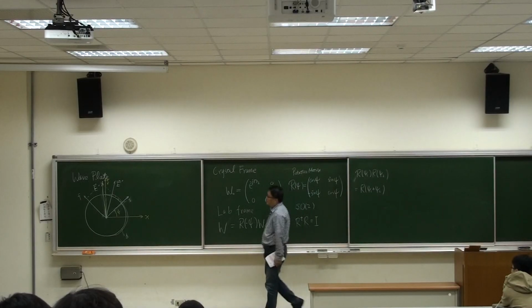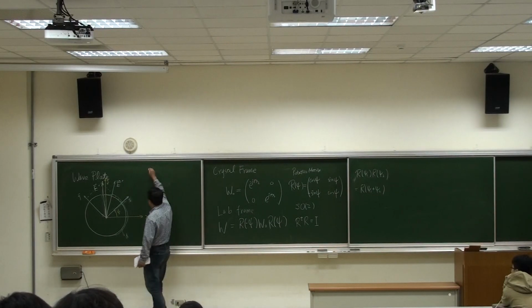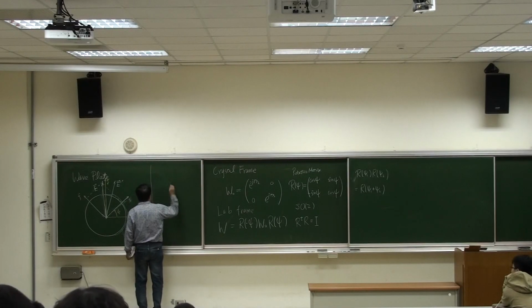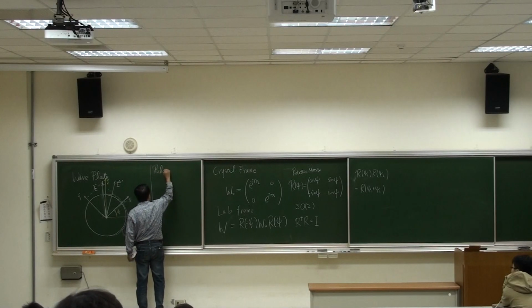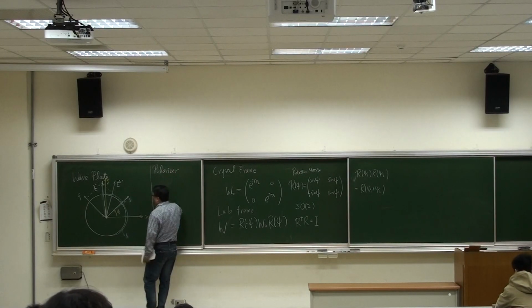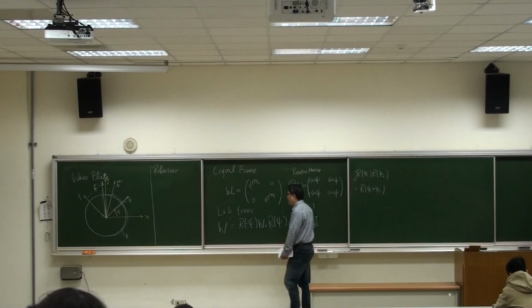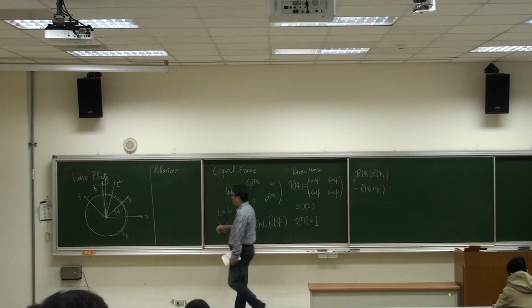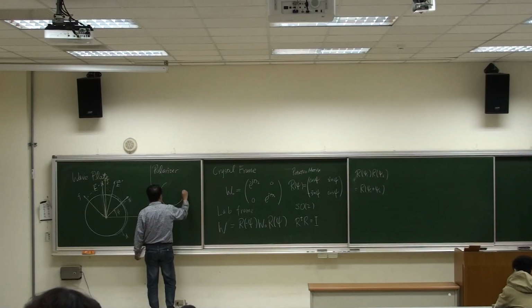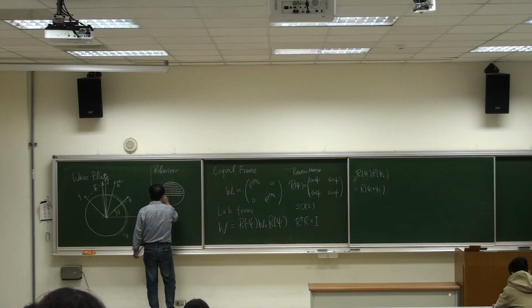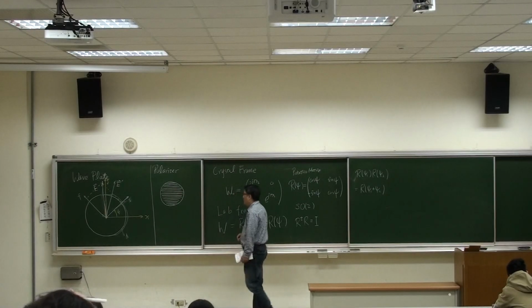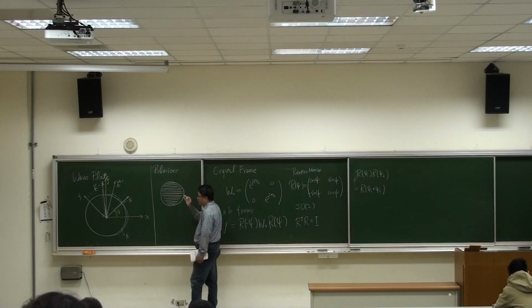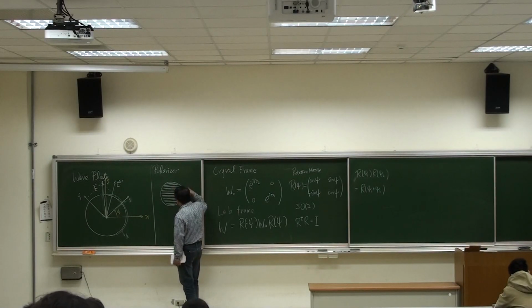So, in addition to the wave plate, we have another thing called polarizer. A polarizer is a piece of thing that allows the light to penetrate through if the incident light has the polarization parallel to certain direction. We name this specific direction transmitting axis.